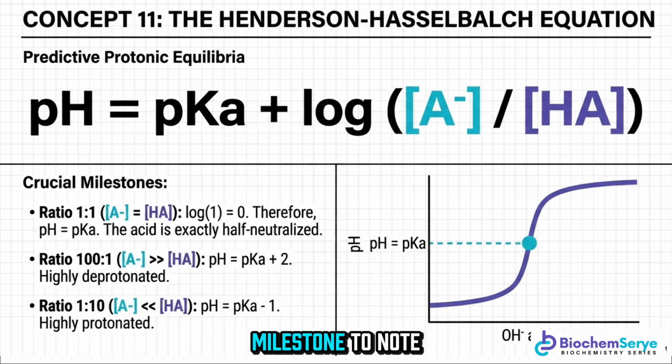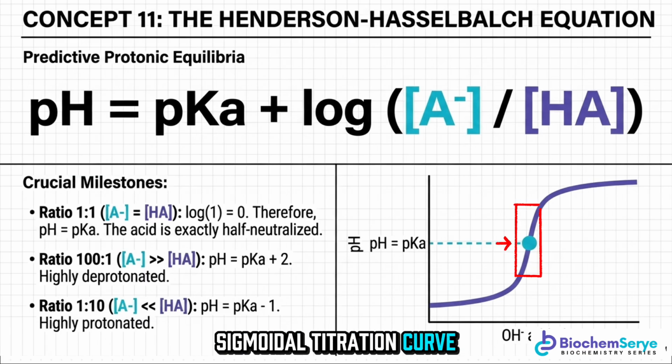There's a crucial milestone to note. When the concentration of the conjugate base perfectly equals the weak acid, the ratio is 1:1. The log of 1 is exactly 0, meaning pH equals pKa, and the acid is exactly half neutralized. The flat middle section of a sigmoidal titration curve shows us that molecules are incredibly resistant to environmental changes when they hover right near their specific pKa value.